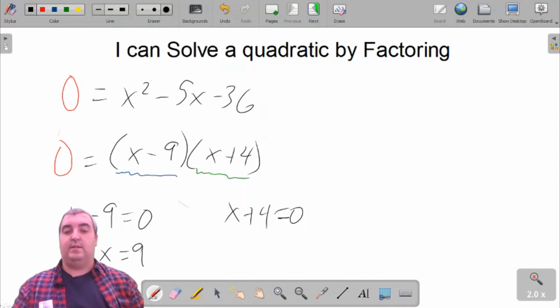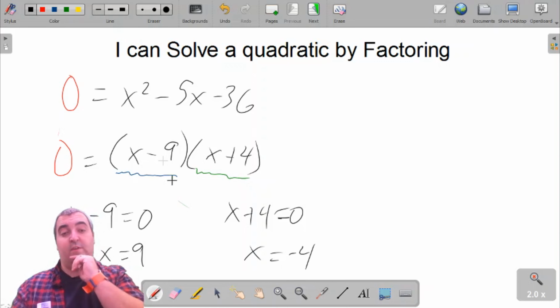X equals 9, x equals negative 4, and there's our two solutions. And yeah, we've just solved this quadratic by factoring. If they wanted you to graph it, you now know the two x-intercepts, you know the y-intercept, and you can also find the vertex by doing opposite of b over 2a. Okay? Or we have it in factored form, so you could always use that method as well.